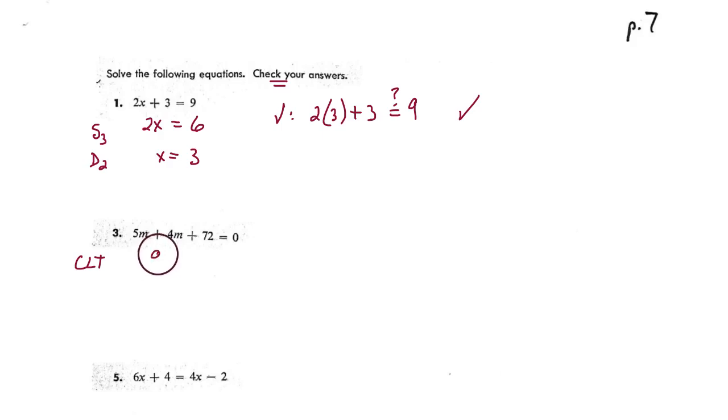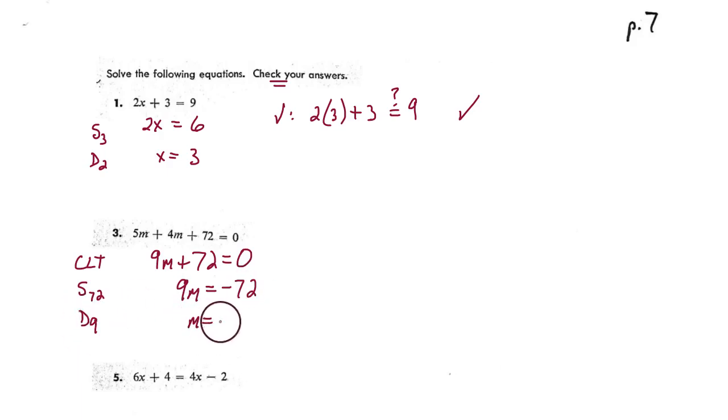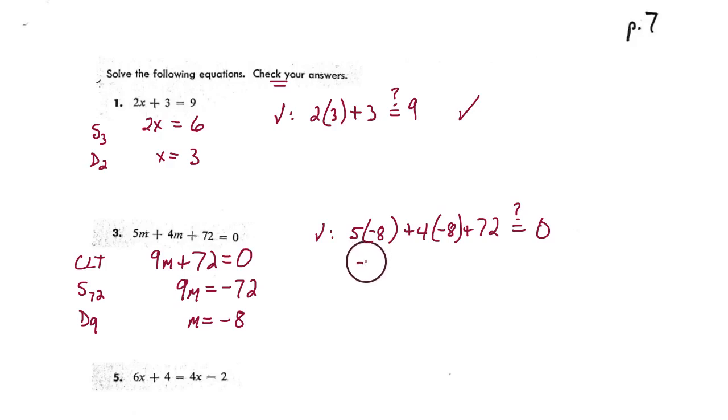5m plus 4m is 9m. Now subtract 72. So we have 9m equals negative 72. Now divide by 9. So we have m equals negative 8. Let's check our answer. 5 times negative 8 plus 4 times negative 8 plus 72. We want to know, is that equal to 0? This is negative 40. This is negative 32. And then plus 72. That does make 0. It checks.